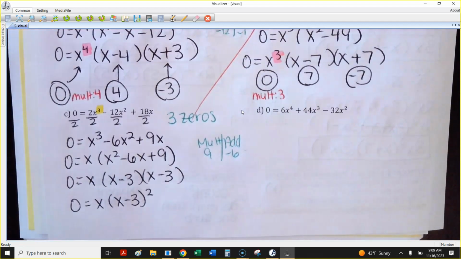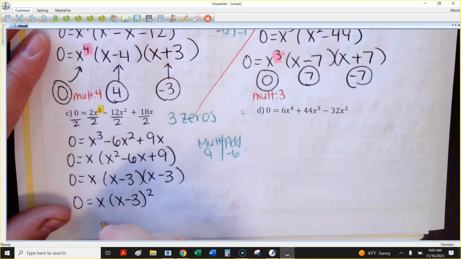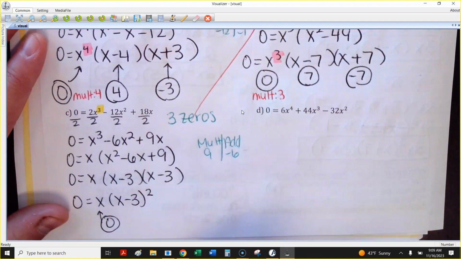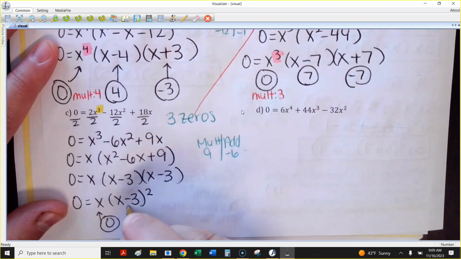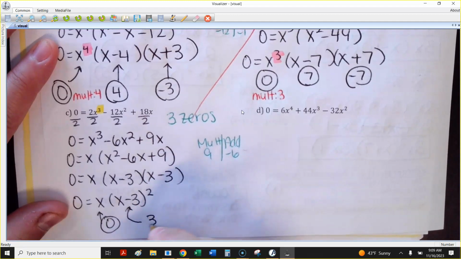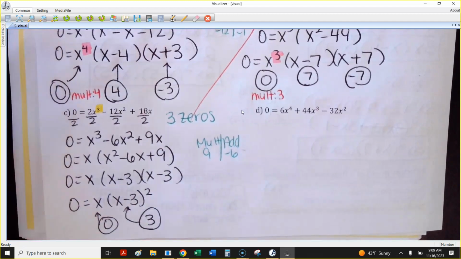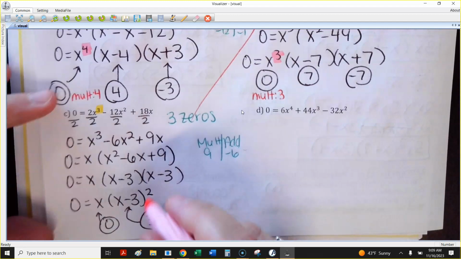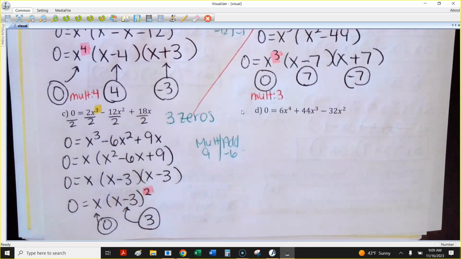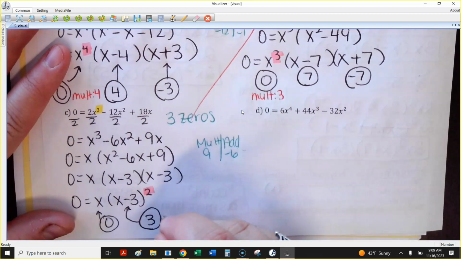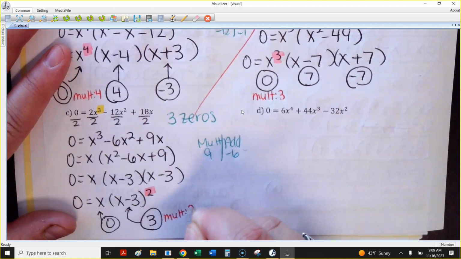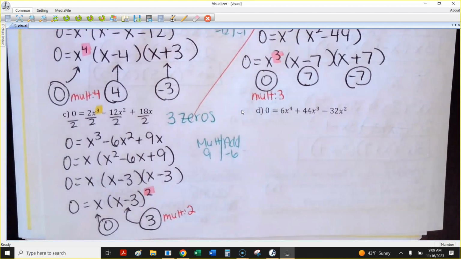So our actual answers, we got this x out in front, so 0 is one of our answers. And then x minus 3 would be positive 3 is our answer. But on that one, we had an exponent, so that 3 counts twice. So that has a multiplicity of 2. And remember I told you we're supposed to have 3 answers, so 1 here, and then that 3 counts twice, so that's a total of 3. Does anybody have a question?